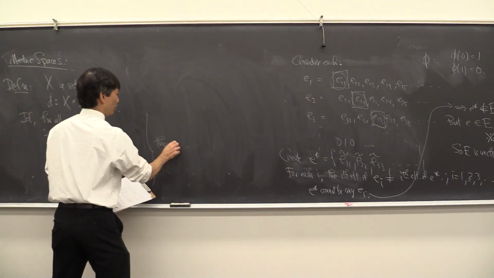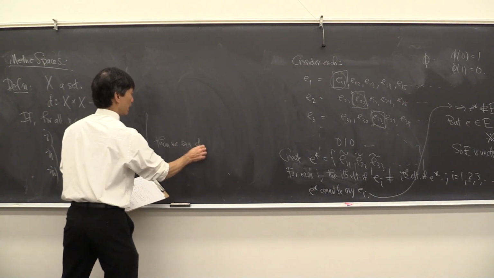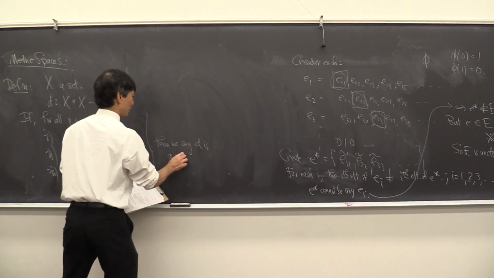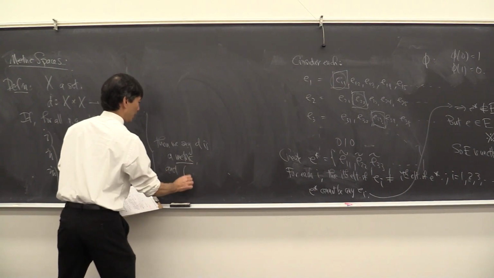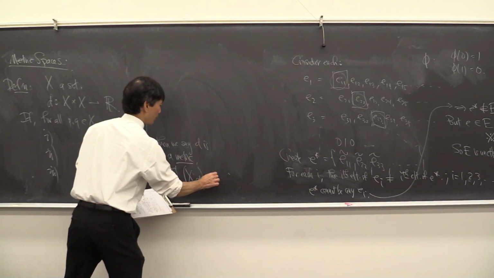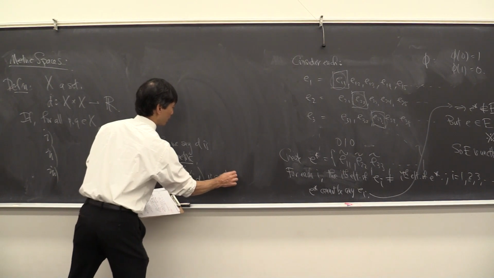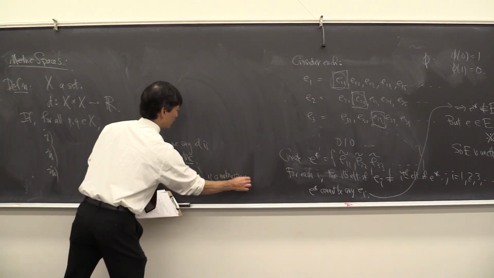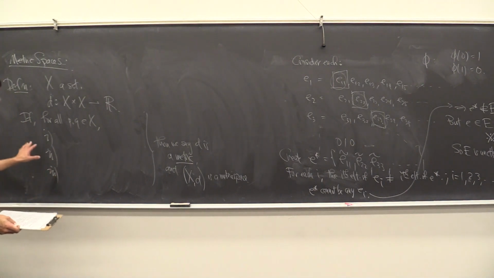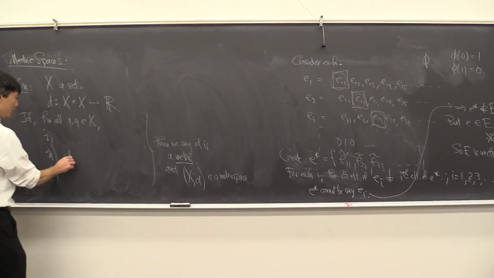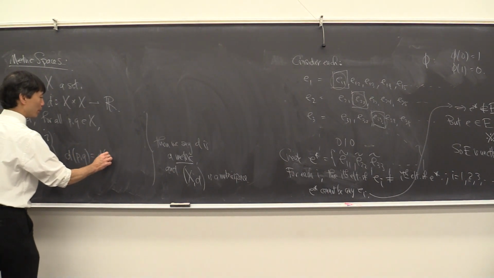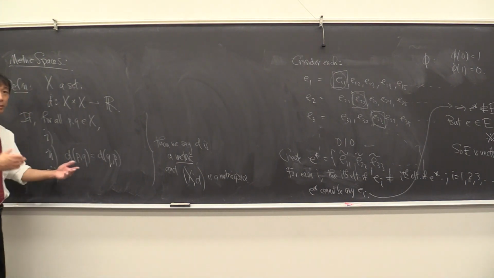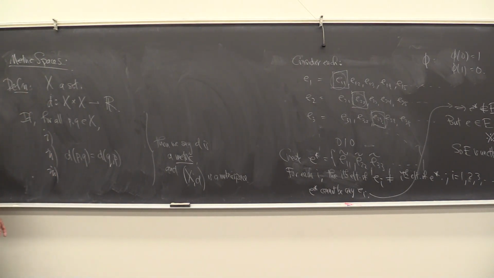Then we say D is a metric, and (X, D) is a metric space. So the three properties are kind of what you expect. One is that the distance from P to Q is the same thing as the distance from Q to P, right? That should be true.